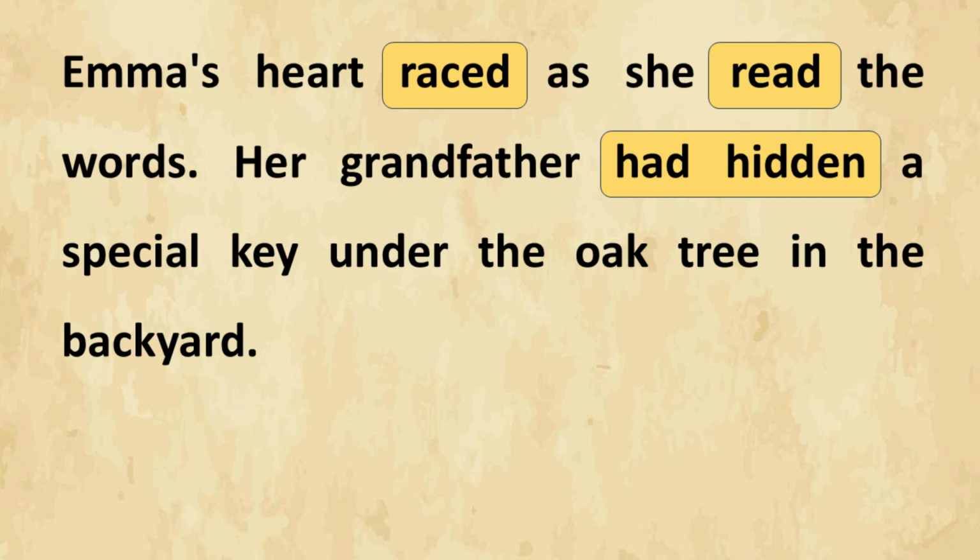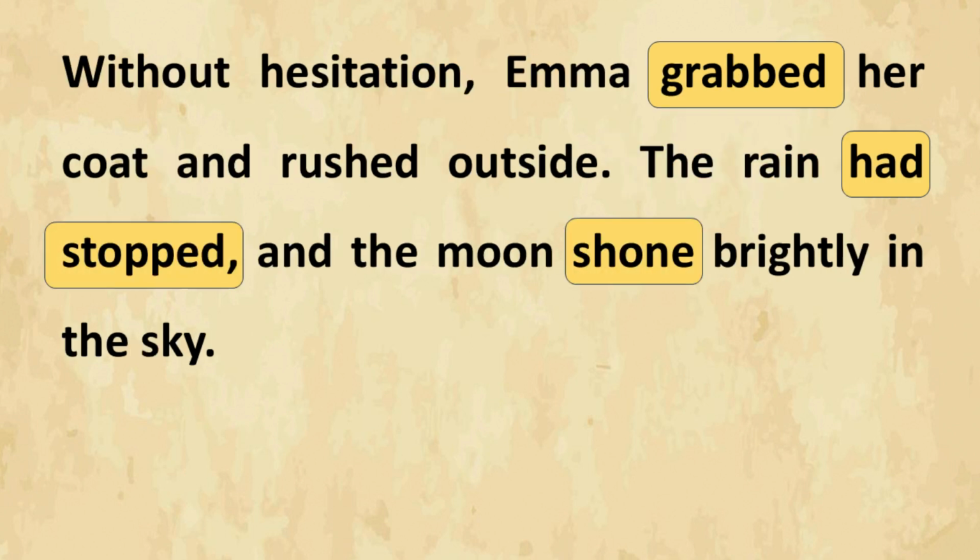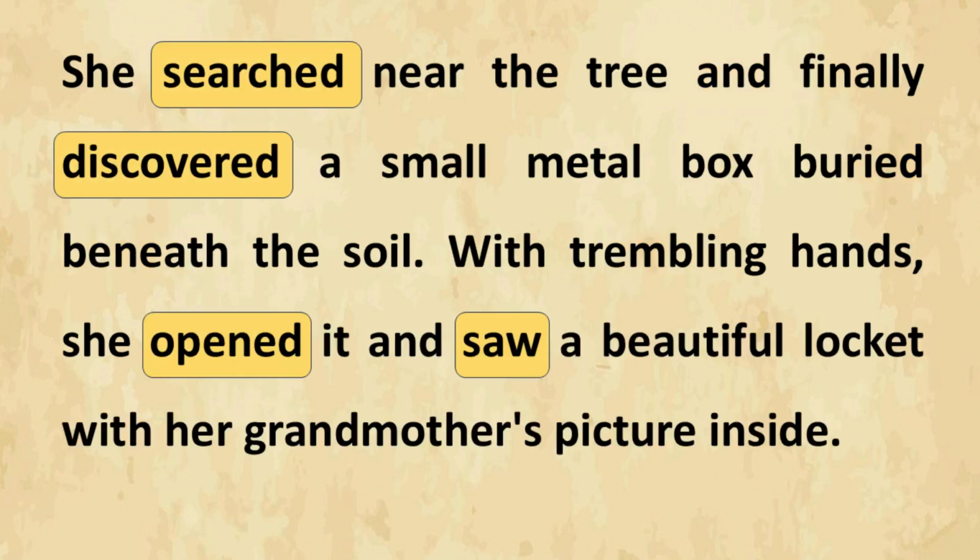Emma's heart raced as she read the words. Her grandfather had hidden a special key under the oak tree in the backyard. Without hesitation, Emma grabbed her coat and rushed outside. The rain had stopped, and the moon shone brightly in the sky. She searched near the tree and finally discovered a small metal box buried beneath the soil.